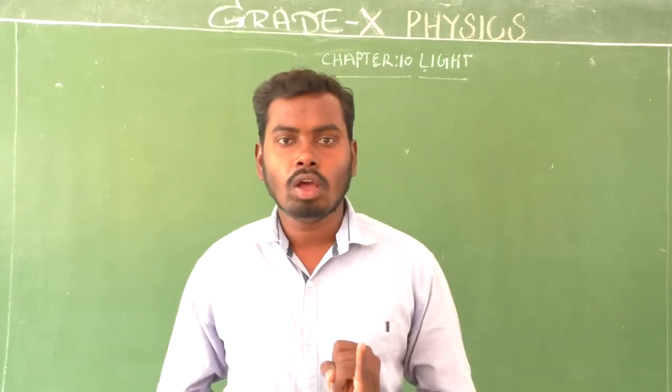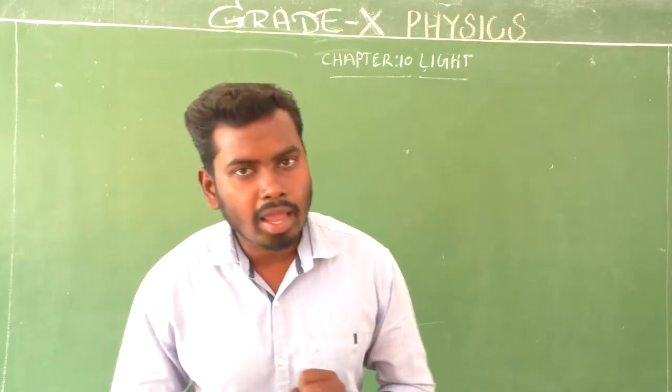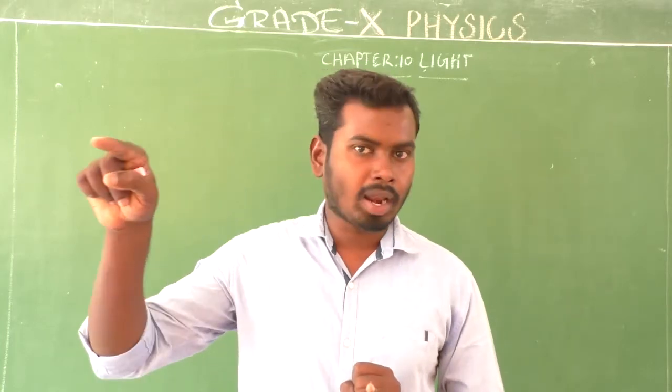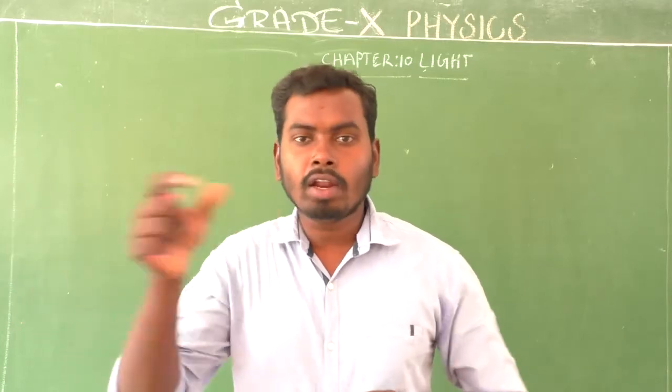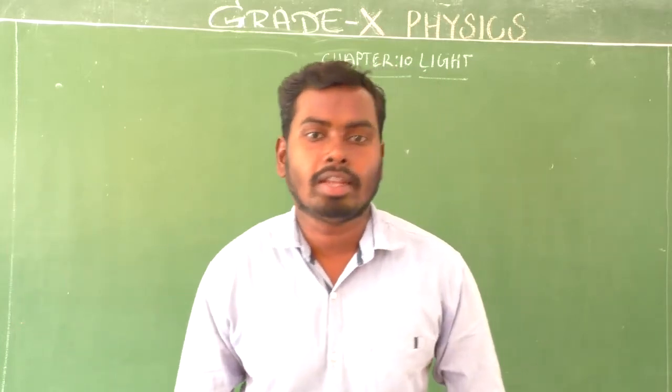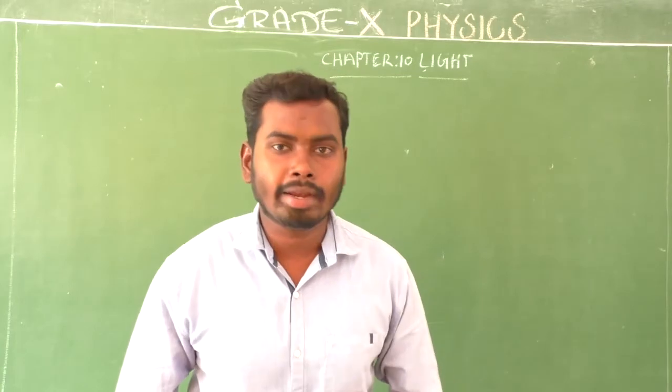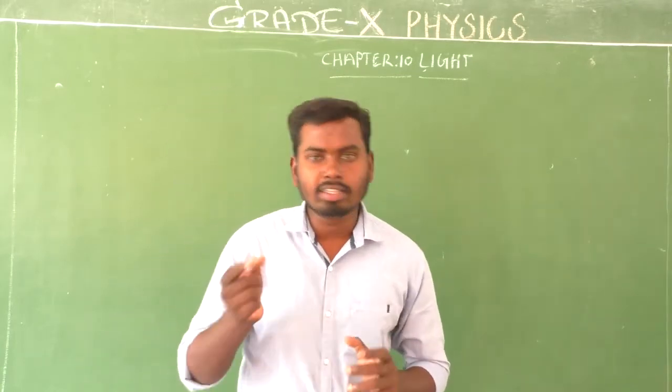What is the first rule? The first rule is very easy. A ray of light which is parallel to the principal axis passes through its focus on the other side after refraction through a convex lens. This is the first rule.